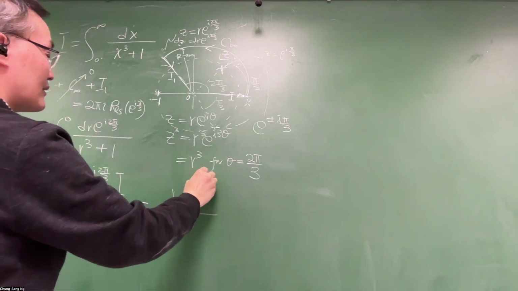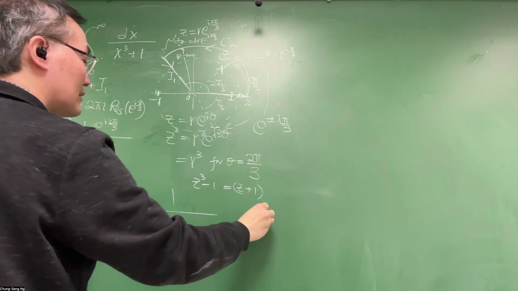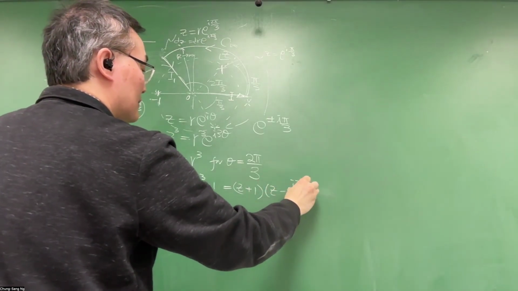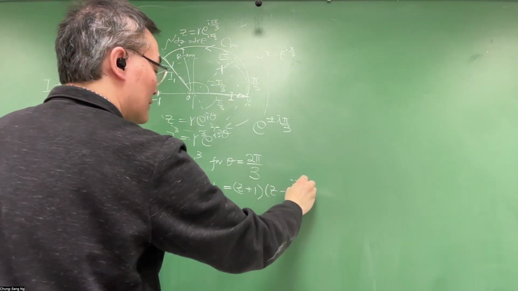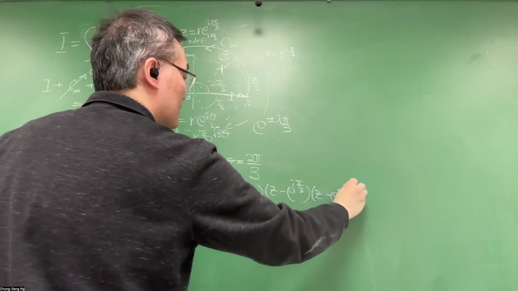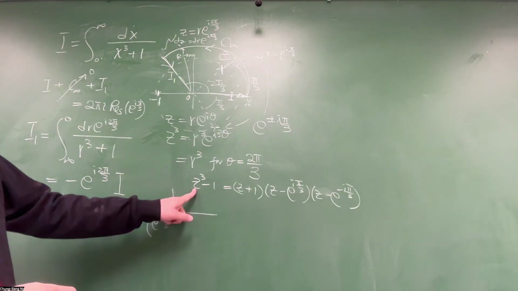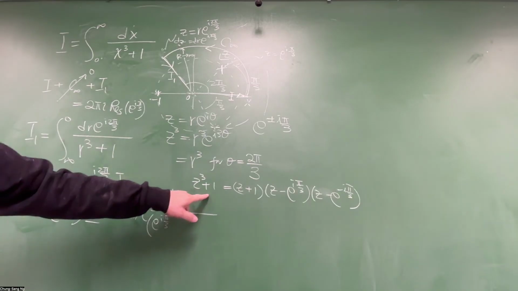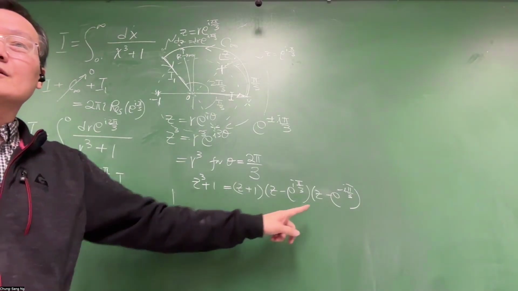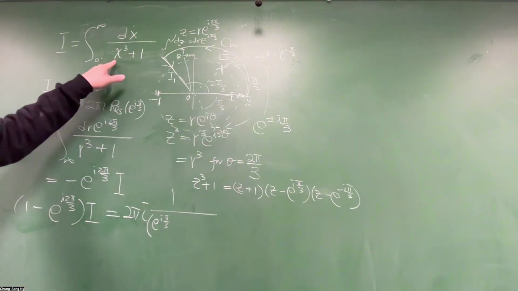So z cubed plus 1 equals z plus 1, right? Times z minus e to the i pi over 3, times z minus e to the minus i pi over 3, right? So this is plus 1. This z cubed plus 1 equals, right? Just writing down, you factorize this into 3 roots. Okay, and then substitute in here.